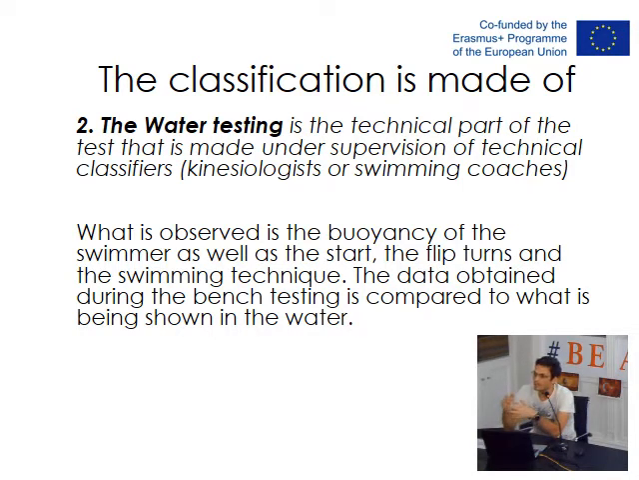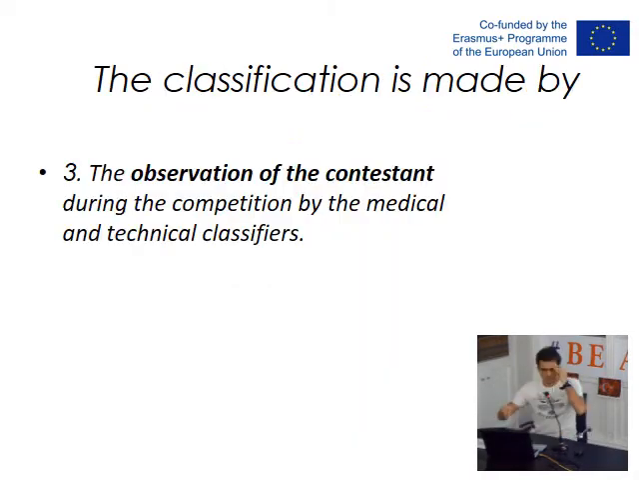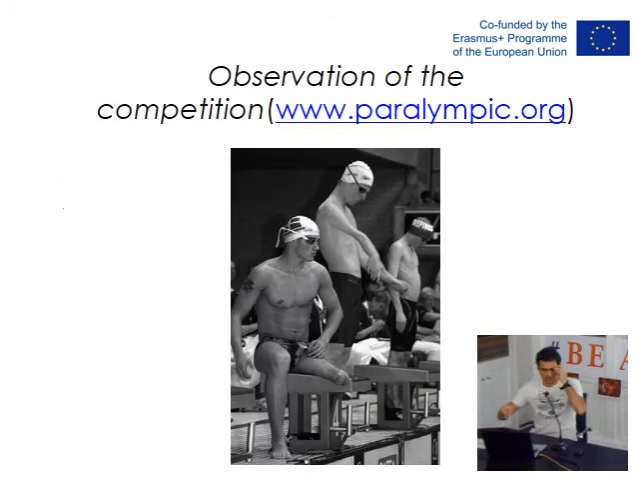So we discussed bench testing, water testing, observation during competition, and after that the swimmer has a class. This is an example of a water test: floating on the front, floating on the back, swimming 15 meters freestyle, breaststroke, and backstroke. The third thing in classification is observation of the contestant during the competition by the medical and technical classifiers. During the competition, we must watch the start, the turning, and the technique of swimming.